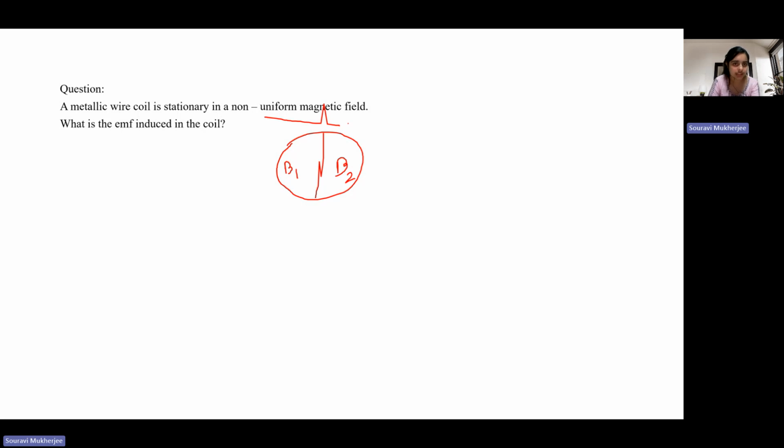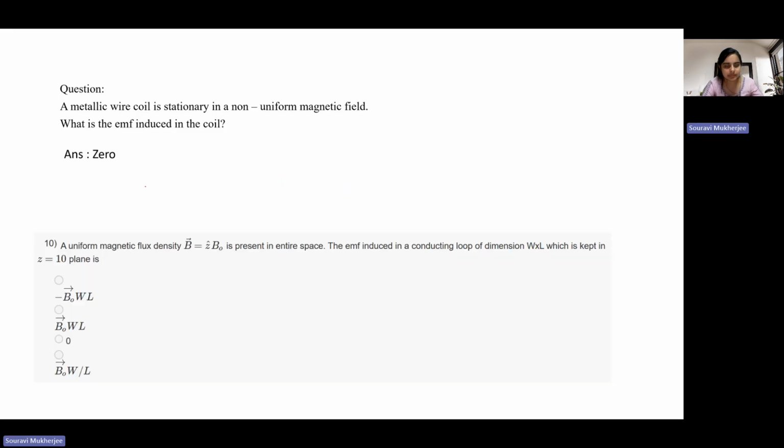Be careful about this fact that when you talk about changes in field, whether it's changing as a function of position or as a function of time. So here the field is non-uniform, but it's not temporally changing. So if it is not changing temporally, then the net flux linked to the coil is not changing with time. So then there is no reason for any induced EMF. Okay. So in this case, you would have the net induced EMF to be 0. Okay.